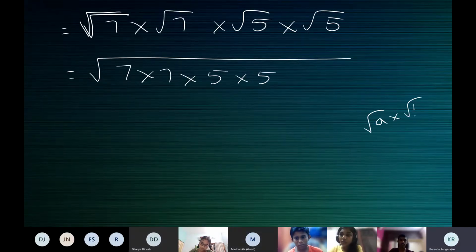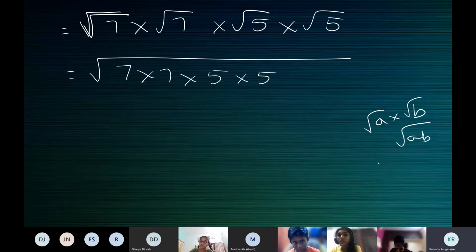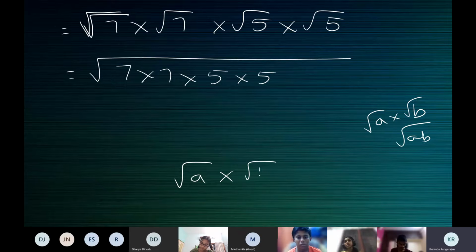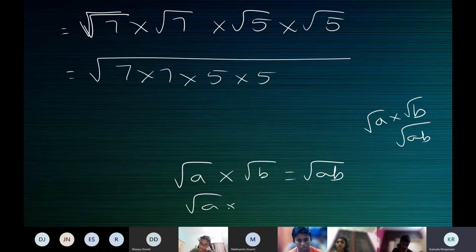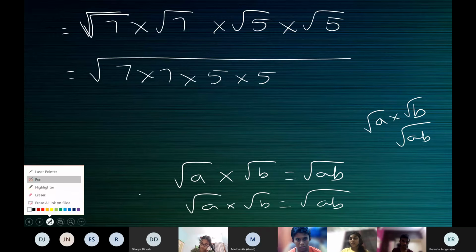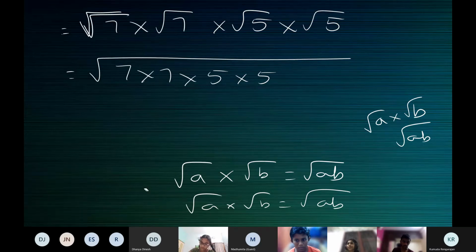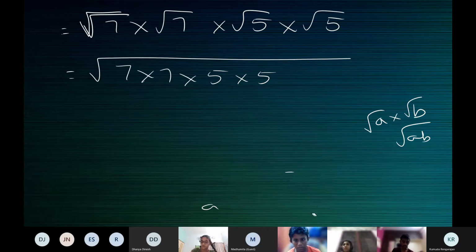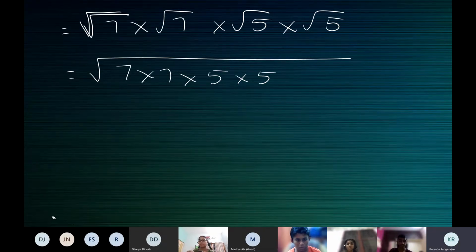Root A into root B is root AB. This is all of squares and square roots. If you don't understand, I can repeat it for you. I'm telling you that it's not 9th standard. Root A into root B is root of AB. It's all 8th standard. You just understand this. Don't worry, you don't have to write all that.